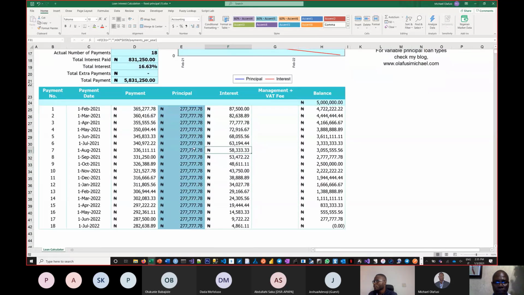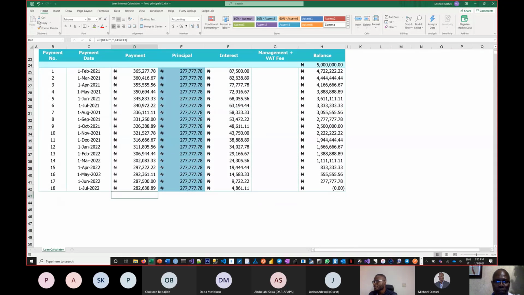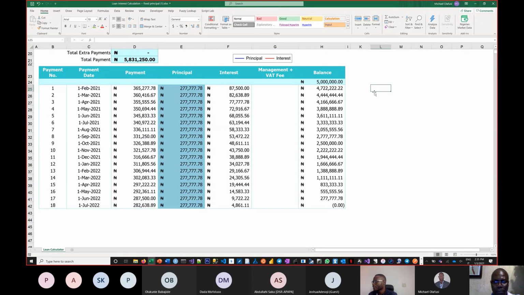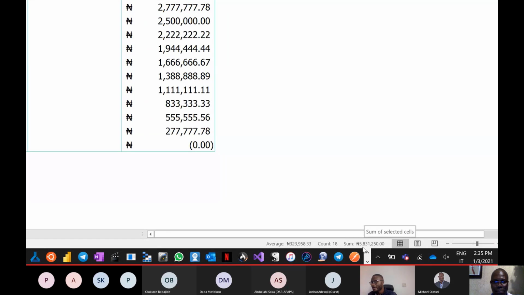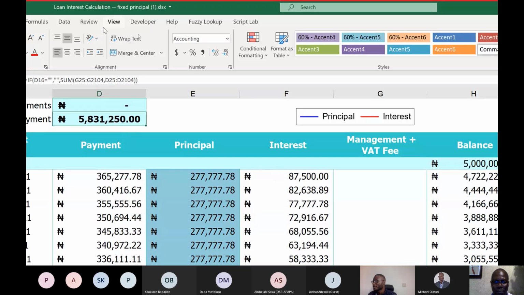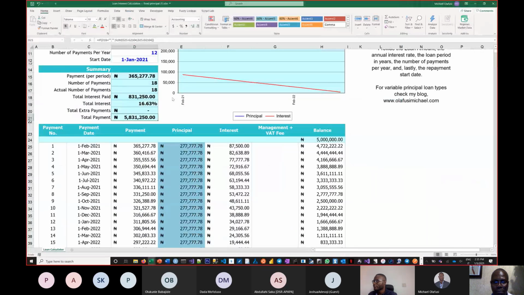So you see, for this one, my total repayment, so let's do a total calculation here. My total repayment I do it here, which is this. If you select all of this, I don't want to scatter whatever I've done. But anyway, if I select all of these, and if you check it down here, can you see the total is 5,831,350 naira, and that is exactly what we have here, right? So that's my total repayment. Okay, so this is for the fixed principal.